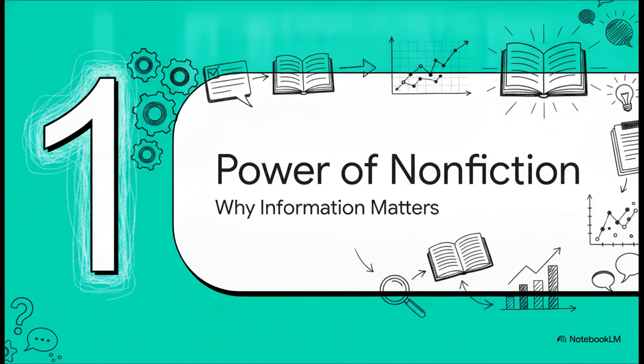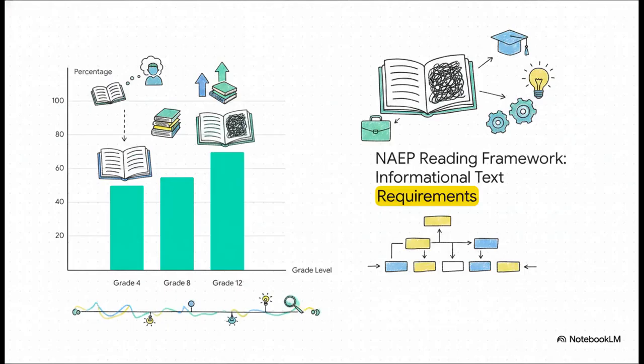All right, Section 1, the power of nonfiction, why informational text matters now more than ever. We got to start with the big why. Why is your 7th grade curriculum suddenly so intensely focused on nonfiction? Just take a look at this National Assessment of Educational Progress data. Back in 4th grade, your reading was a pretty breezy 50-50 split between stories and information. But by 8th grade, it climbs to 55% informational text. And by the time you hit 12th grade, a massive 70% of your reading across all subjects is informational.